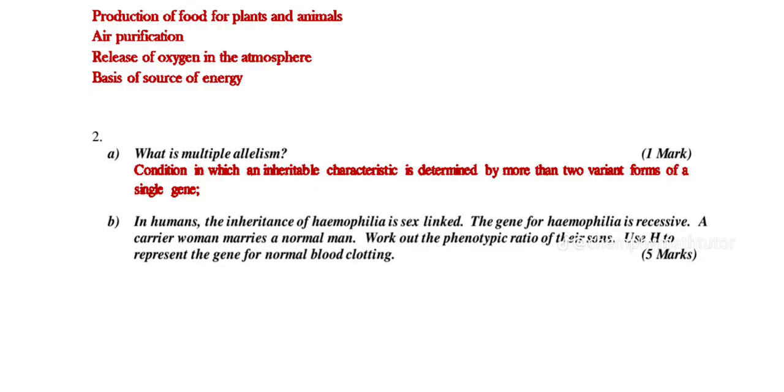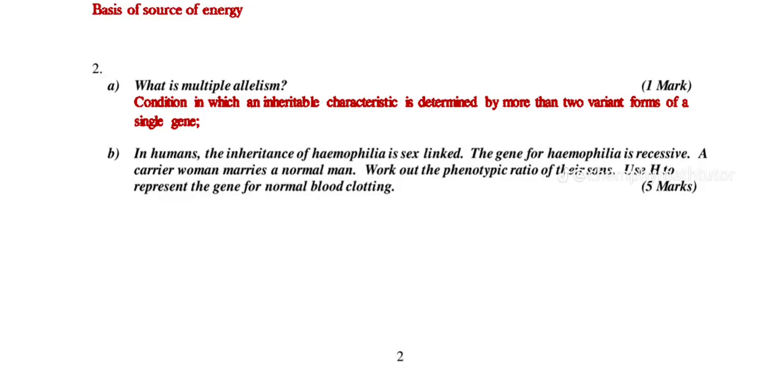Question 2. What is multiple allelism? This is a condition in which an inheritable characteristic is determined by more than two variant forms of a single gene. B. In humans, the inheritance of hemophilia is sex-linked. The gene for hemophilia is recessive. A carrier woman marries a normal man. Work out the phenotypic ratio of their sons. Use H to represent the gene for normal blood clotting.